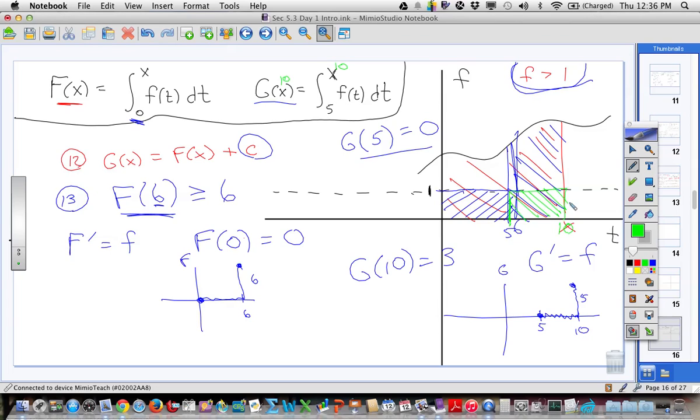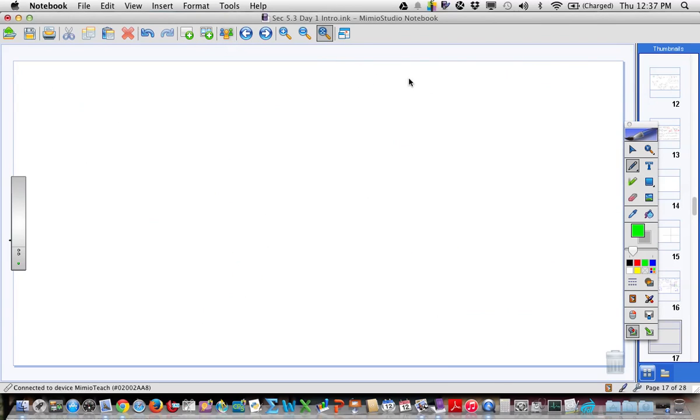We can make those arguments using derivative, or we can now make them using area. And I would pick whichever one makes the most sense to you. A lot of times it's going to be the derivative argument because we're used to that. Okay, and that's okay. But we also want to think about areas.